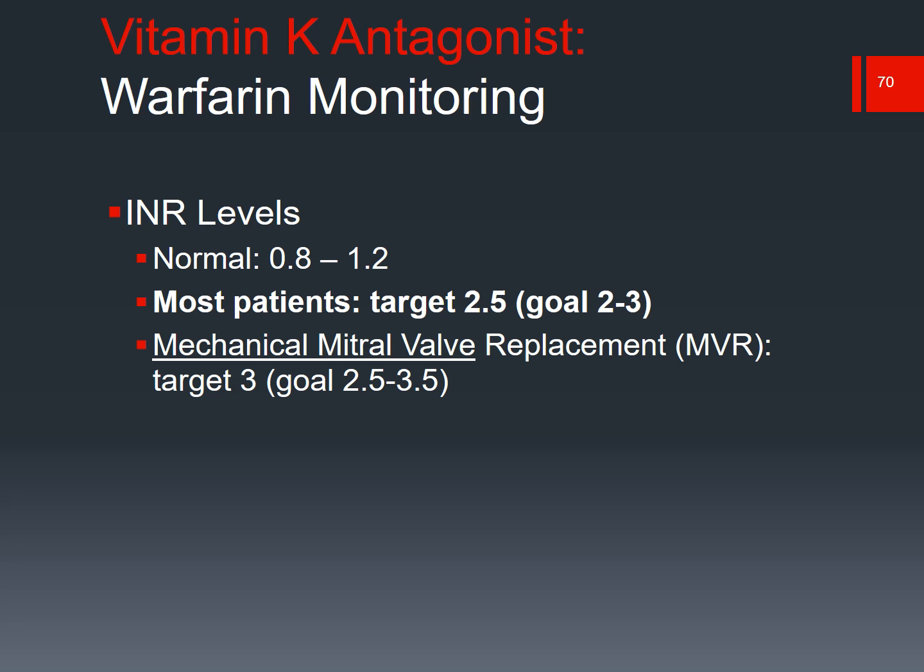Physicians can always pick whatever targets they would like to have their patient anticoagulated to. However, if we're following evidence-based medicine, all patients require an INR goal of 2 to 3 for potent anticoagulation. And if they have a mechanical valve specifically in the mitral position, then we're looking for a high goal of 2.5 to 3.5.